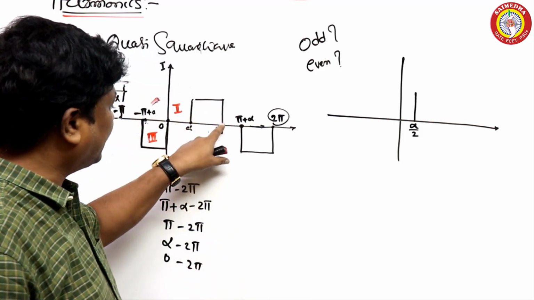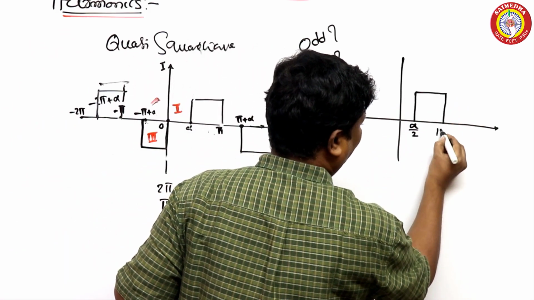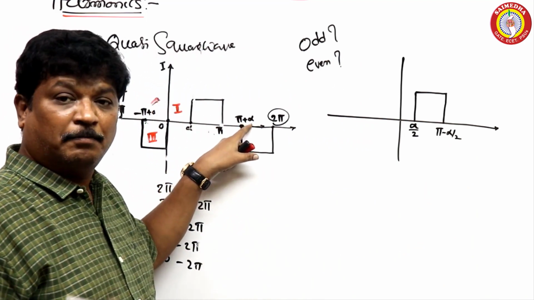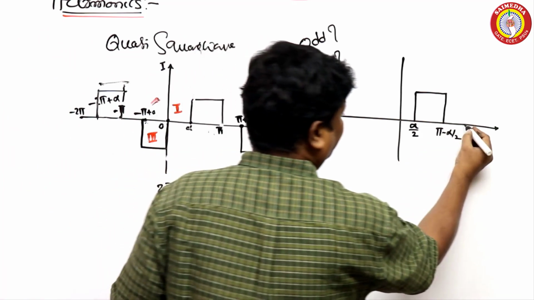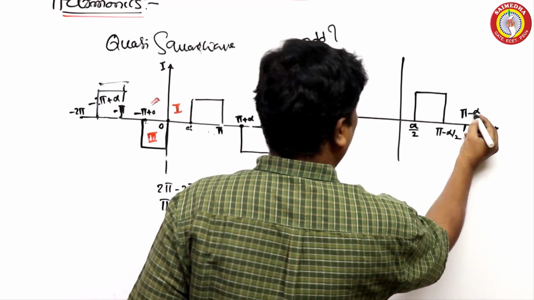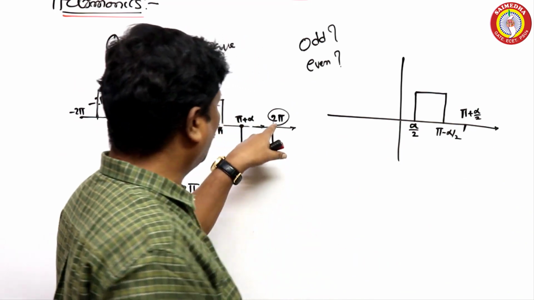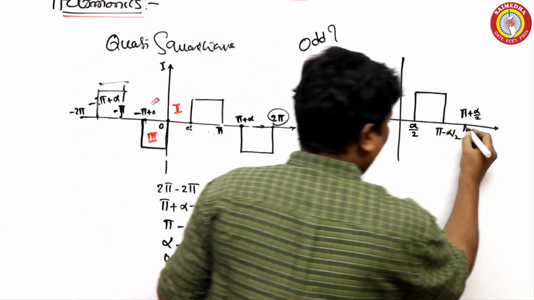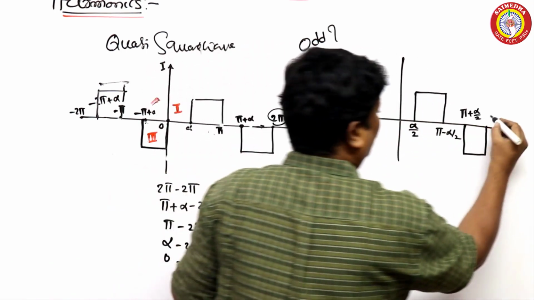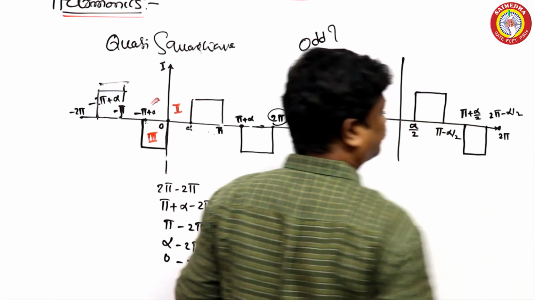And what does it come to here? Pi minus alpha by 2. You will get pi minus alpha by 2. And again, pi plus alpha minus alpha by 2. What does it come to? Pi plus alpha by 2, because alpha minus alpha by 2 plus alpha by 2 comes. What about this one, 2 pi? If you come to here, the output becomes 2 pi minus alpha by 2. Finally, we get 2 pi here.